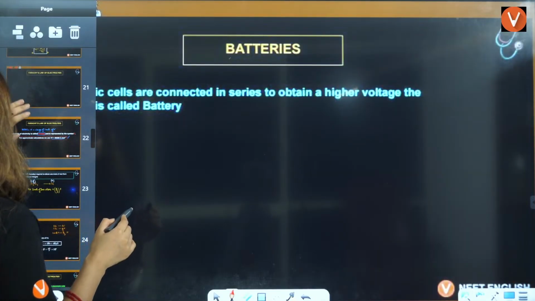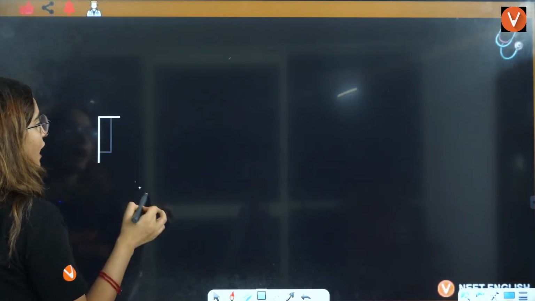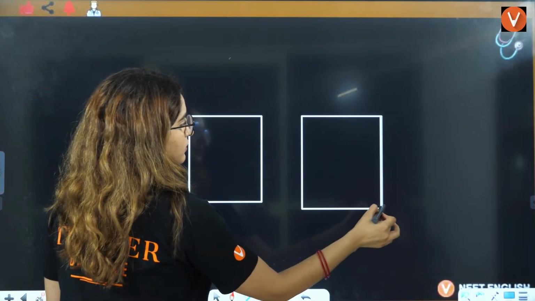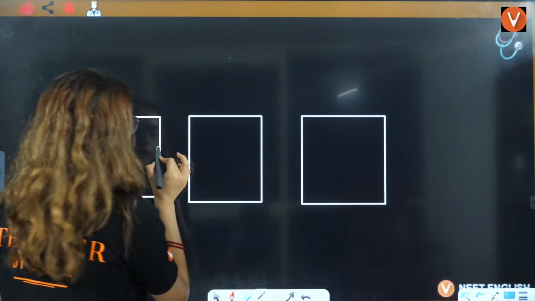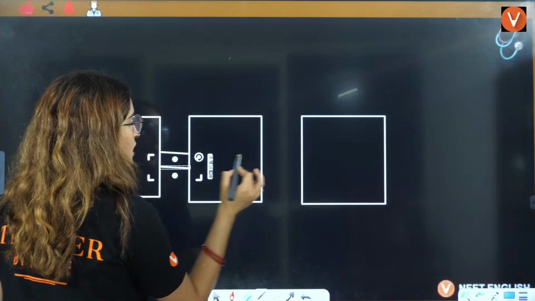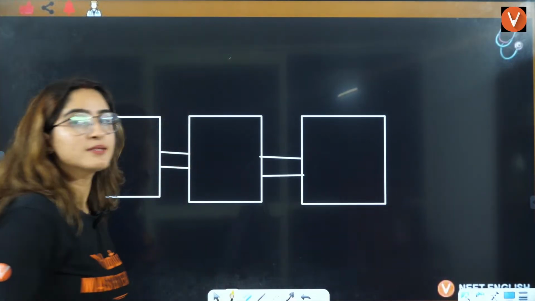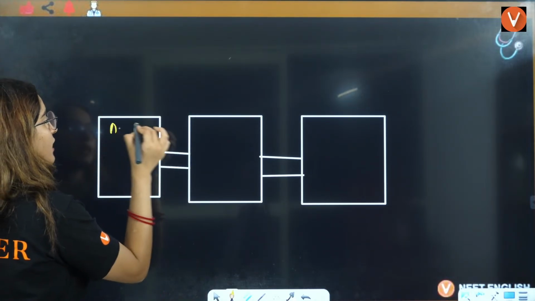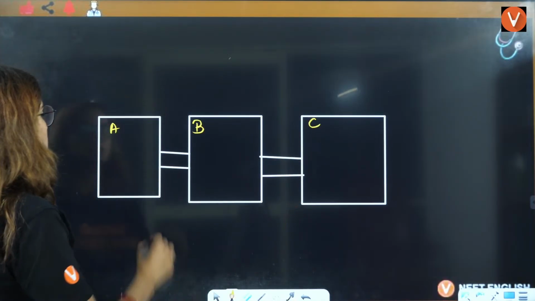Where is Faraday's second law? Yes, here it is. So in Faraday's second law, they are saying that, let's say you have 1, 2, 3 cells connected in series. Now, if they are connected in series, that means the same current is passing through them. Let's say this is A, this is B, and this is C.